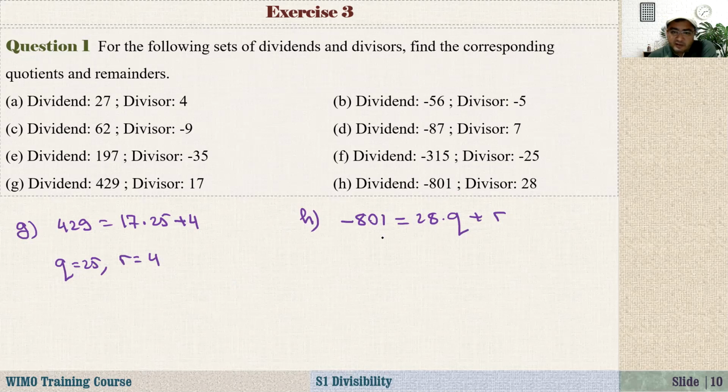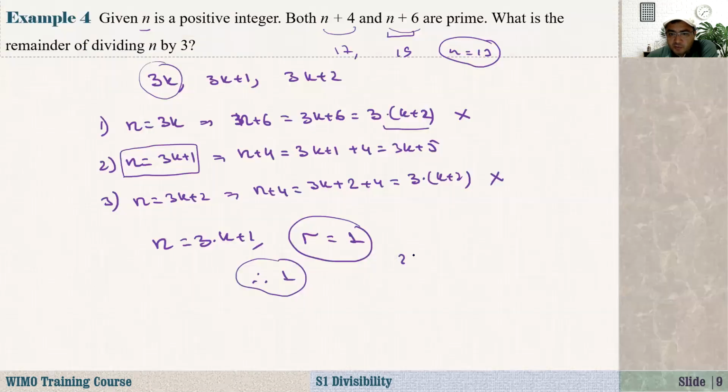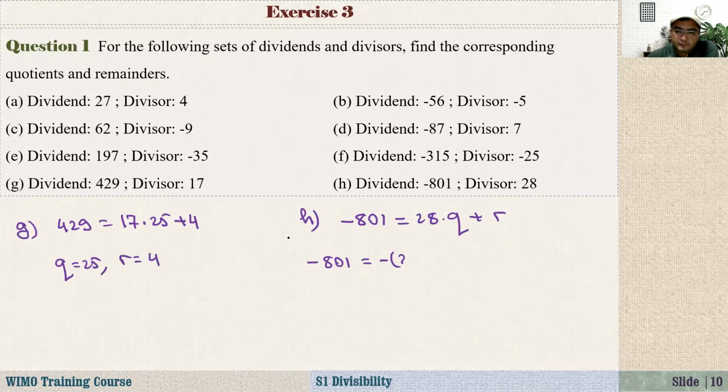Again, if you divide 801 by 28, 28 times 28 is equal to 784. So for minus 801, I can write it as minus 28 times 28. Let me recheck: 28 times 28 is 784, so the difference from 801 is 17. All right, so now from here, I can just write this.